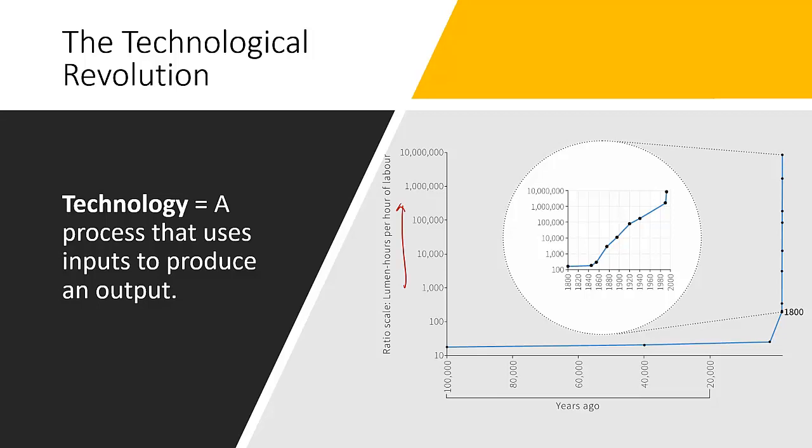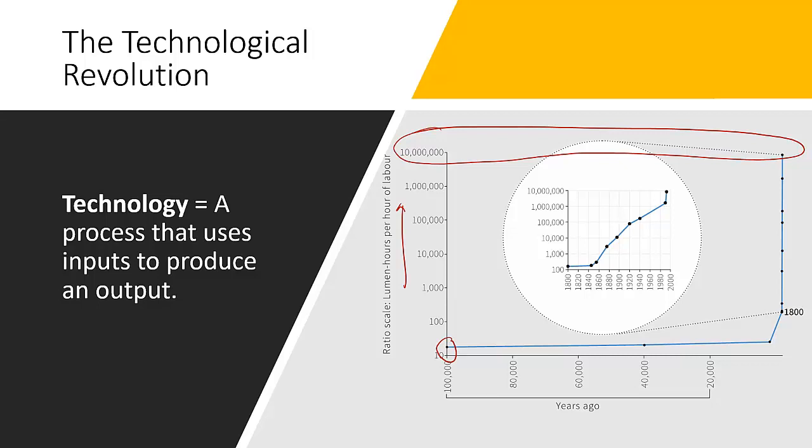So almost 100,000 years ago, if you worked an hour, you barely produced about 20 lumens per hour. Today, if you work an hour, we are producing almost 10 million lumens. That means 1 hour of work today can produce 10 million lumens worth of light. But 100,000 years back, even 40,000 years back, even 20,000 years back, the human race was pretty stagnant.